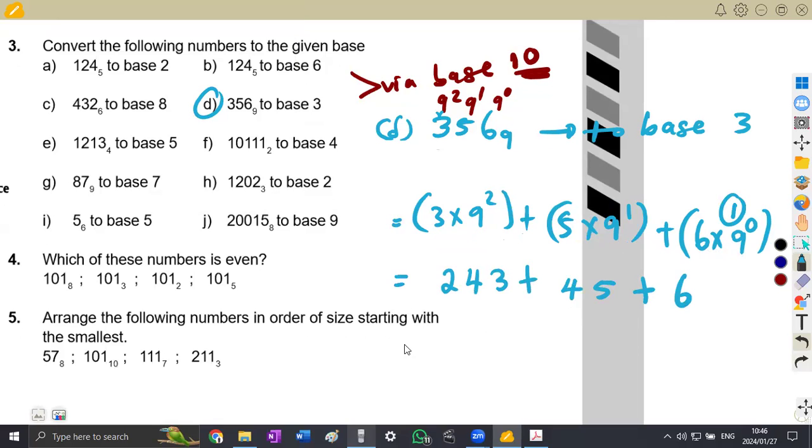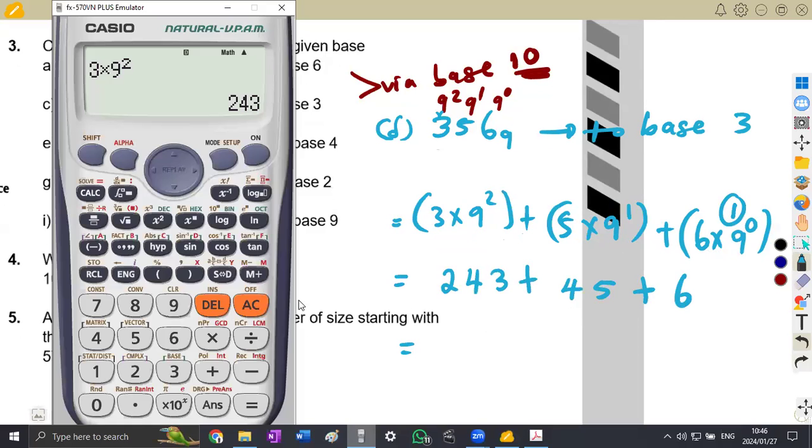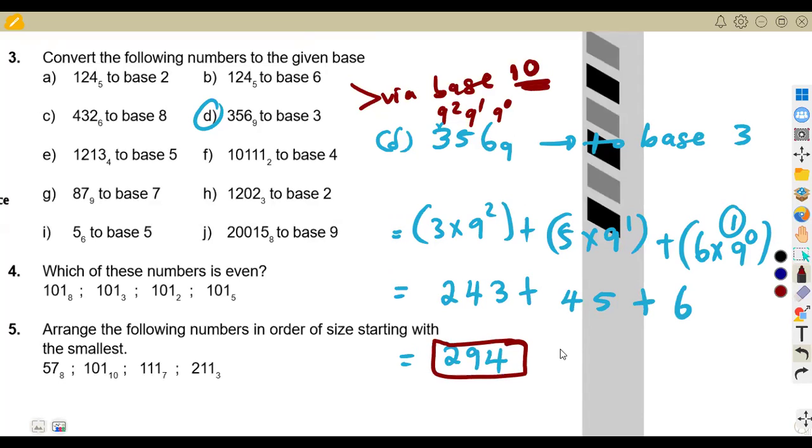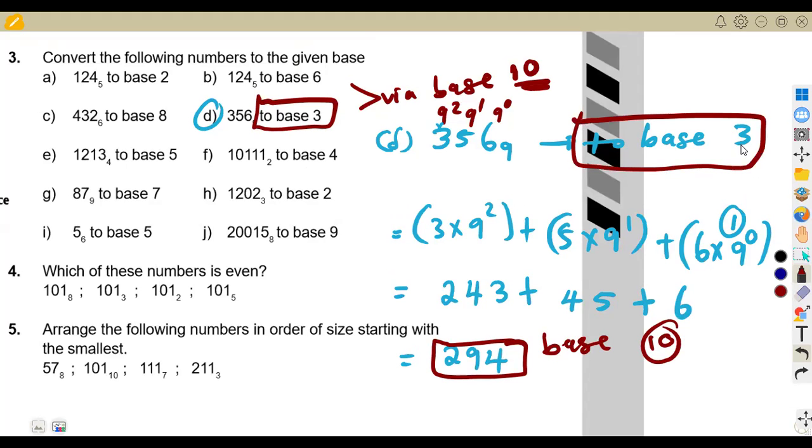So here we are converting to base 10, remember? So 243 plus 45 plus 6 is going to give us 294, which is a number in base 10. We were converting to base 10, that is via base 10. Now we have to convert to the required base, which is base 3.